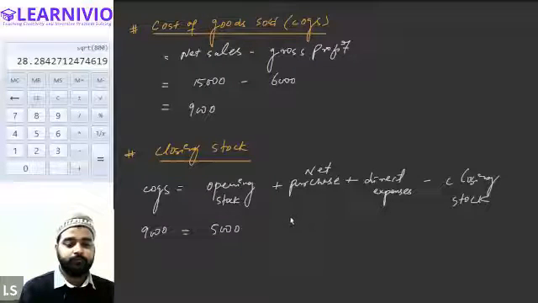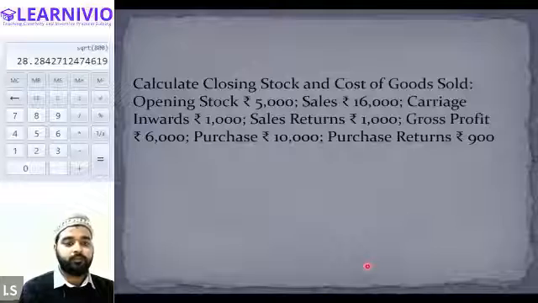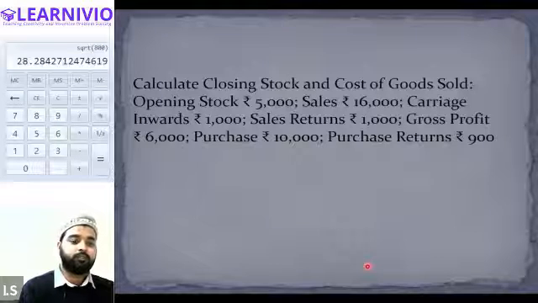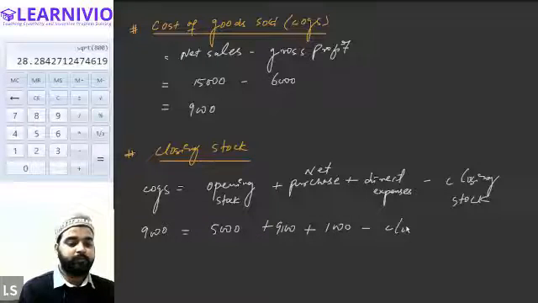9,100. And we will also add direct expenses. So direct expenses are carriage inward. Carriage inward is the only expense, 1,000. And closing stock will be the balancing figure.